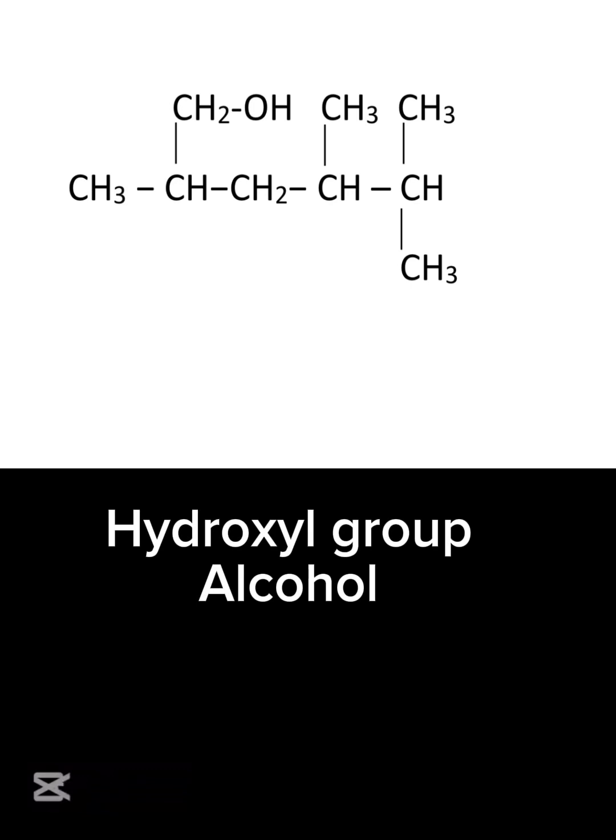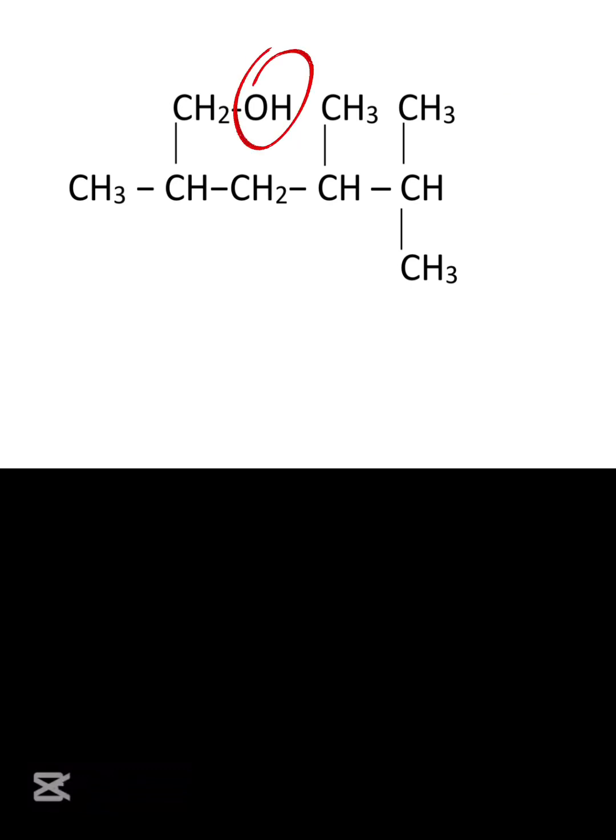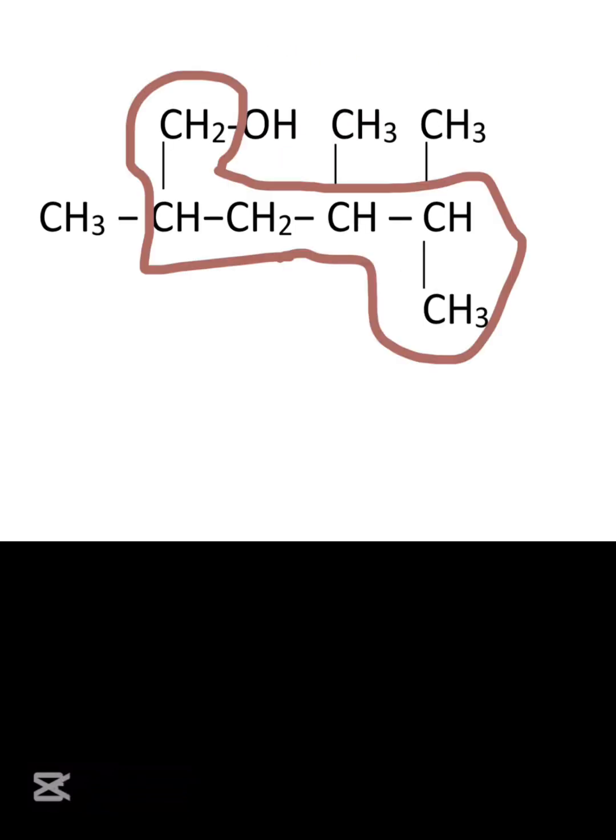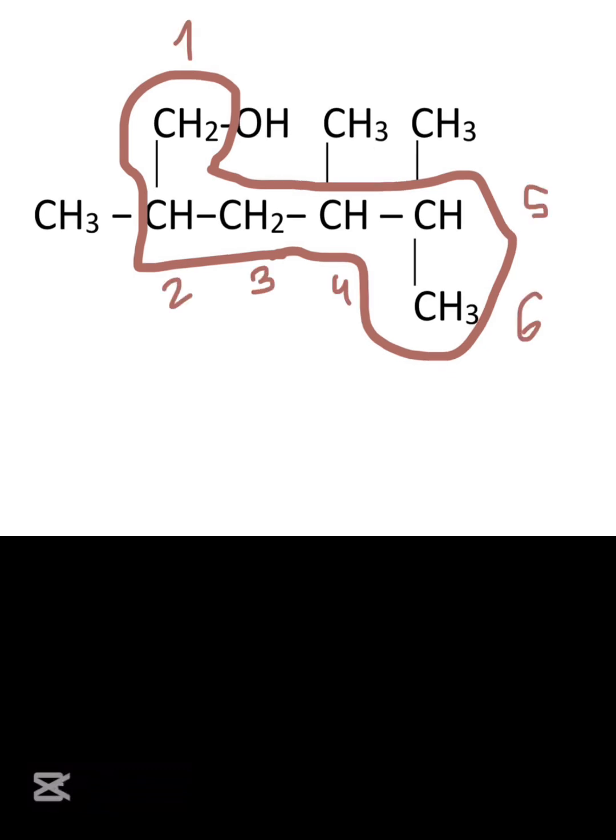Okay, here we know it belongs to the hydroxyl group because it's an alcohol, because it has oxygen and hydrogen, and it's a hydroxide. Now we have to find the longest continuous chain that contains the OH group, the hydroxide group. Now we have to number the carbon atoms starting from the end closest to the hydroxide group. Okay, here we finally numbered these carbon atoms. Now we have to indicate the position of the hydroxide group along the chain.